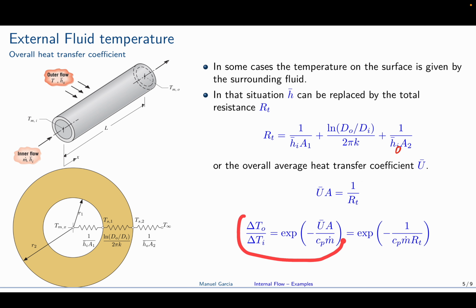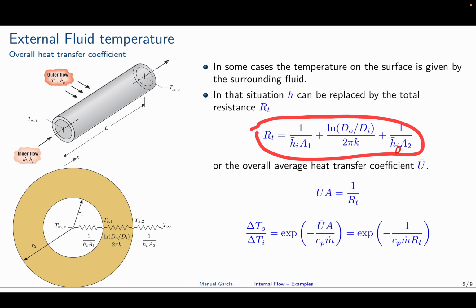So the total resistance can be replaced in our equation. This is the equation for our pipe. Instead of having the h coefficient, as usual, we have an overall heat transfer coefficient, but we can express that in terms of the resistance by replacing UA as 1 over the total resistance. And the total resistance is given by the three components.